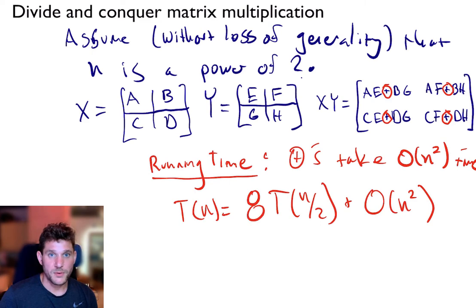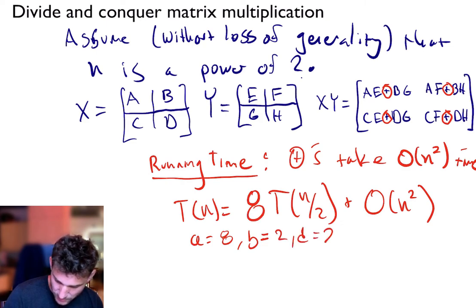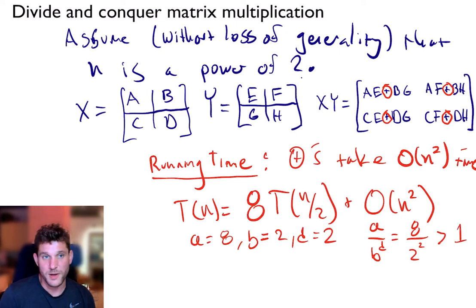Okay, so let's now think about the master theorem and how we can use the master theorem to actually solve this recurrence right here. You'll notice that in the master theorem you have a times T of n over b plus O of n to the d. Well, now we know what a, b, and d are. So a equals 8, b equals 2, and d equals 2. Remember that to use the master theorem you have to check what is a over b to the d. In this case, a over b to the d is 8 over 2 to the 2, and that's strictly greater than 1. And when that's strictly greater than 1, we know that the third case of the master theorem is the important one.